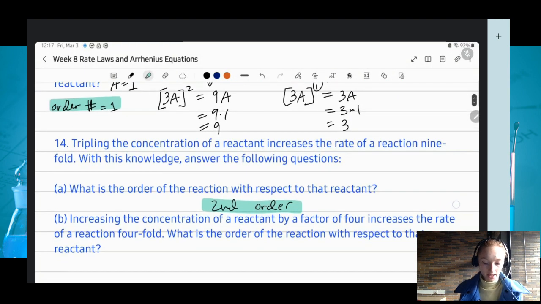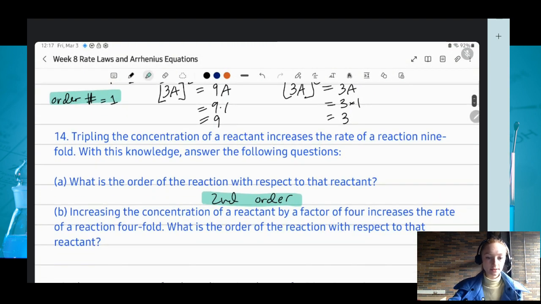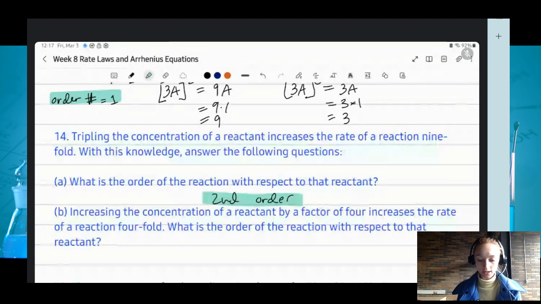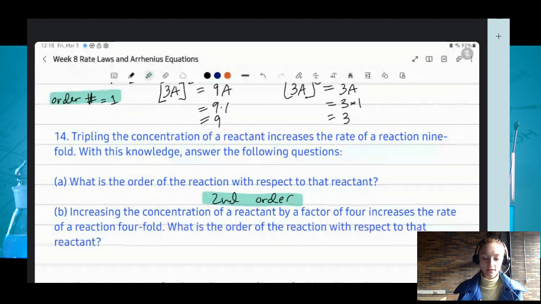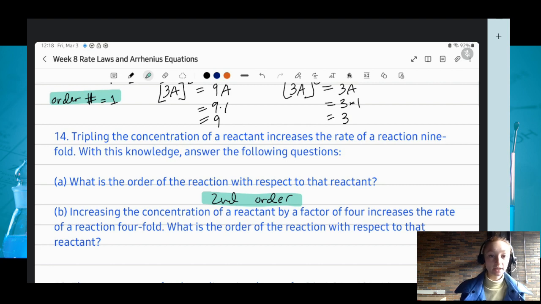Now let's move on to B. Increasing the concentration of a reactant by a factor of 4 increases the rate of a reaction 4-fold. What is the order of the reaction with respect to that reactant? Just as with tripling the reactant, increasing it by 3 times, this is the case of quadrupling it, and it increases by 4 times. So it's a 1-to-1 ratio. Nothing is being squared. It's just being raised to the power of 1. So the order number is 1. So first order.